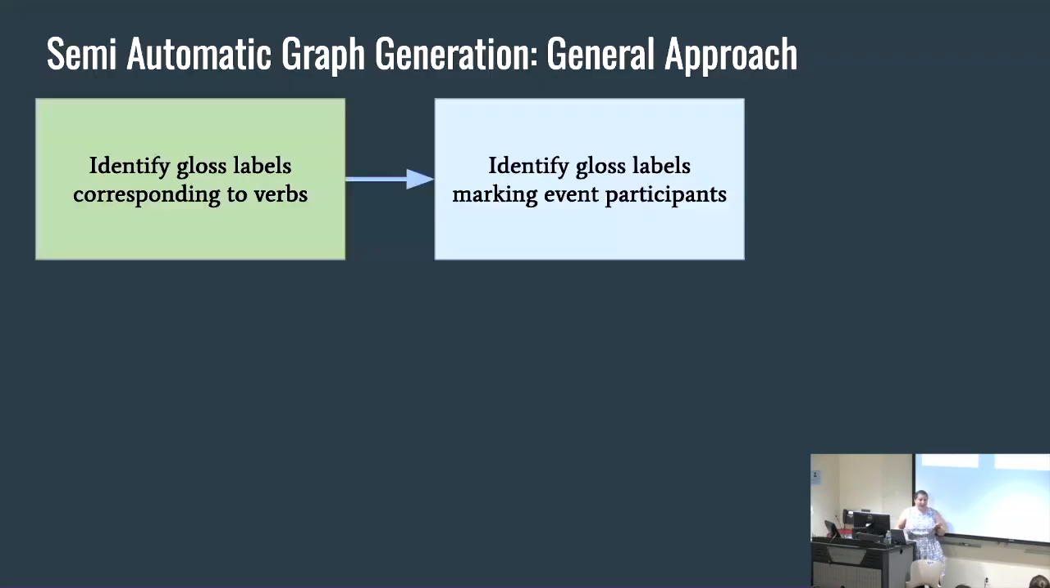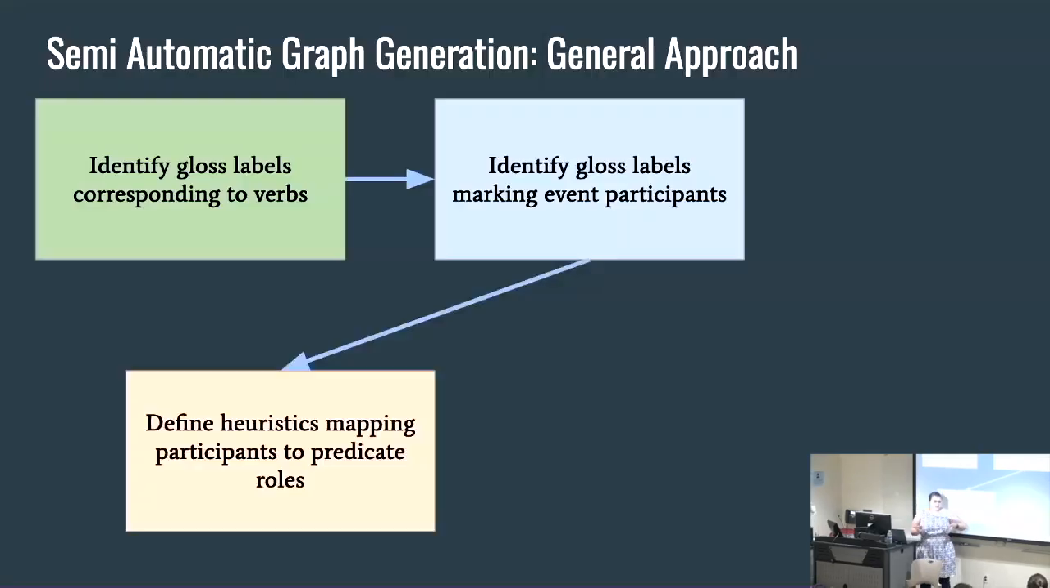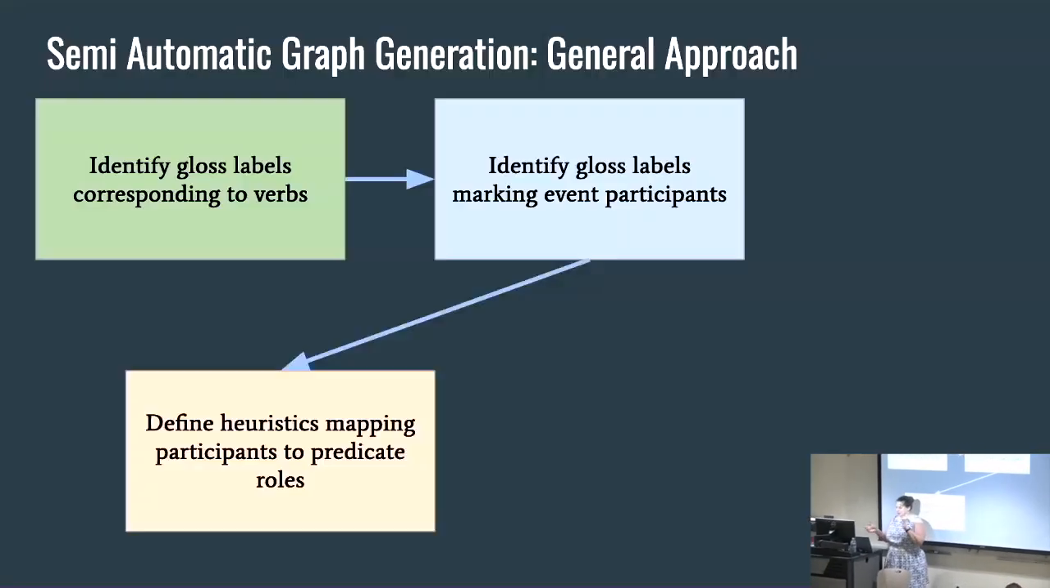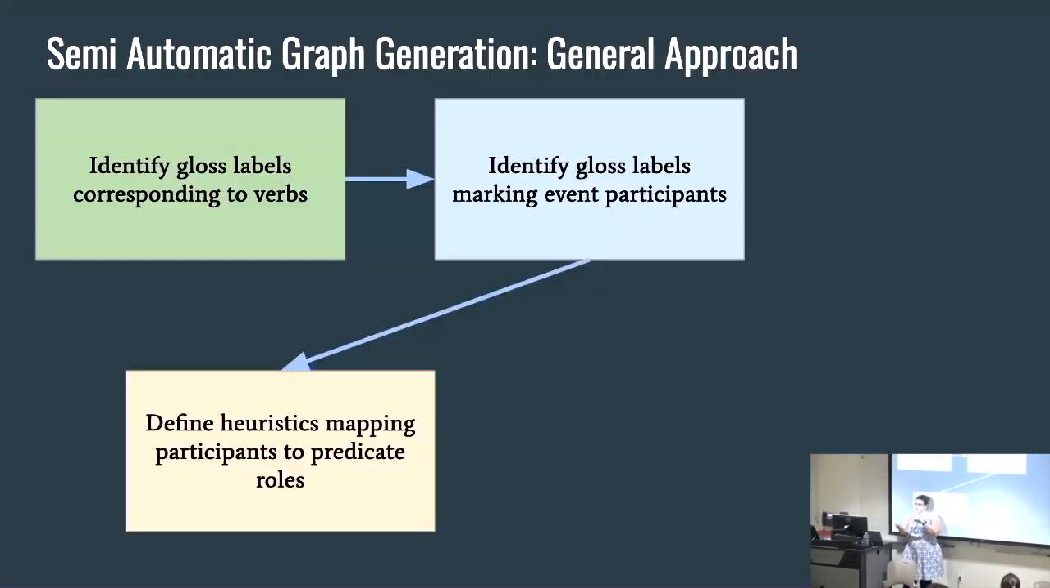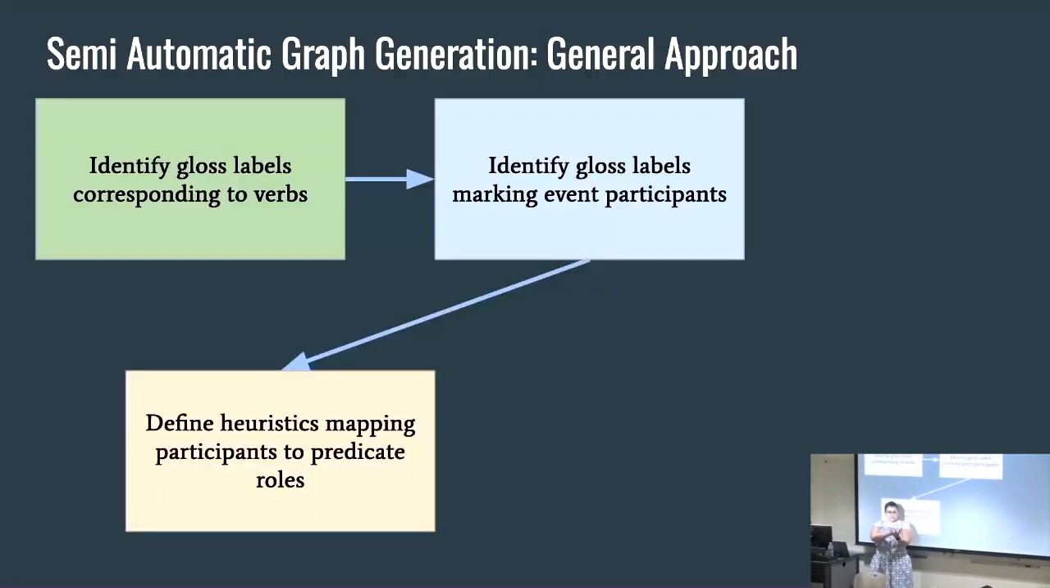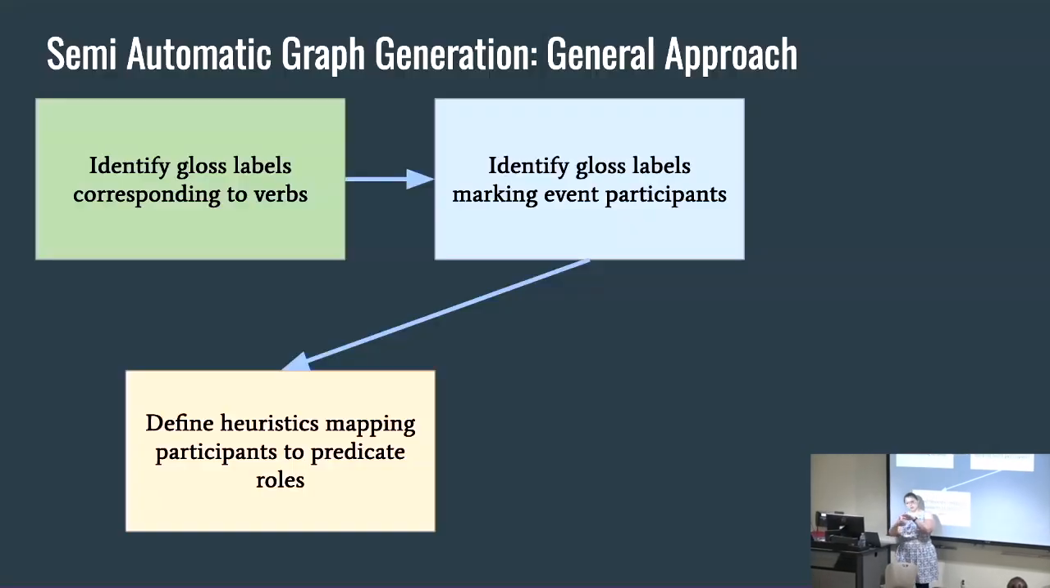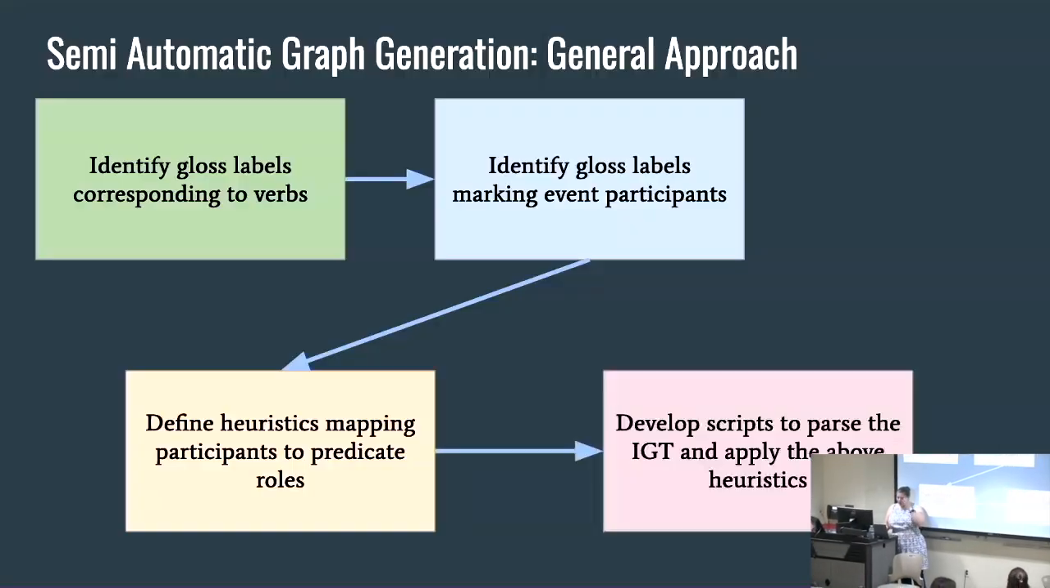Then we identify a set of gloss labels which might be used in the IGT to mark event participants. From there, we need to define some sort of heuristic mapping from those participants to predicate roles. Right? So mapping individual participants marked in the IGT to the roles in the role set. And then we wrote a bunch of scripts to parse the IGT and apply these heuristics.